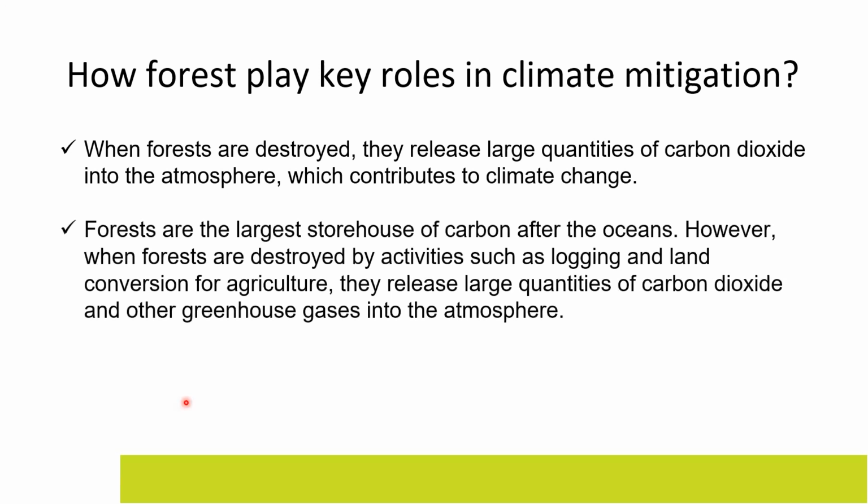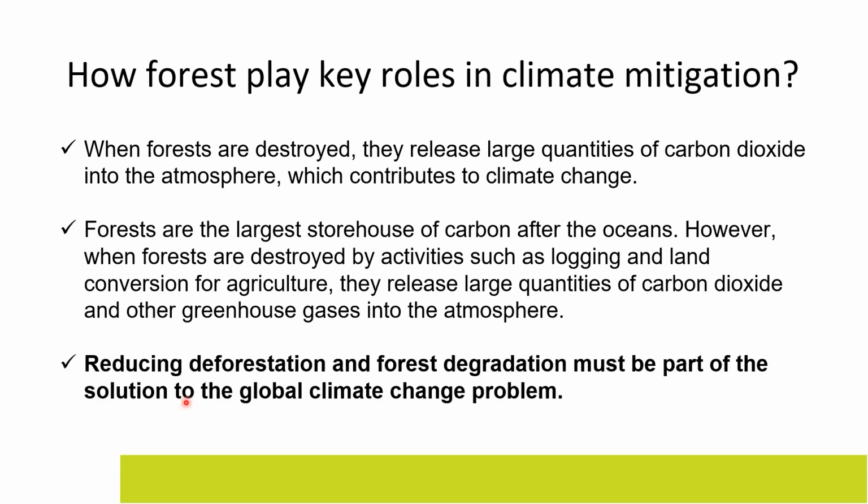Another aspect is forests are the largest storehouse for carbon after the ocean, because we have the ocean, we also have the forests. However, when forests are destroyed by activities such as logging of wood and land conversion for agriculture, they release large quantities of carbon dioxide and other greenhouse gases into the atmosphere. And the last one, reducing deforestation and forest degradation must be part of the solution to global climate change. So these are key indicators for us.